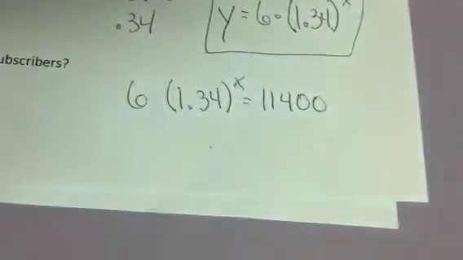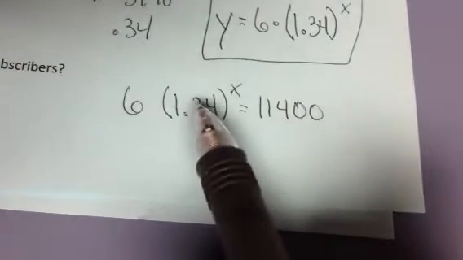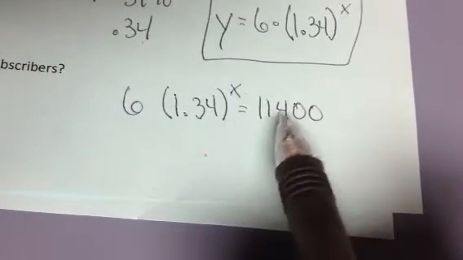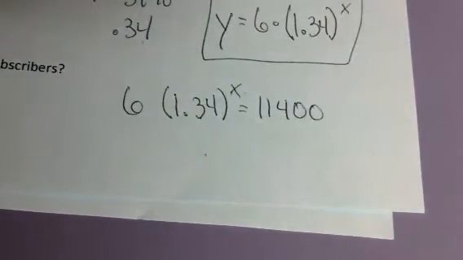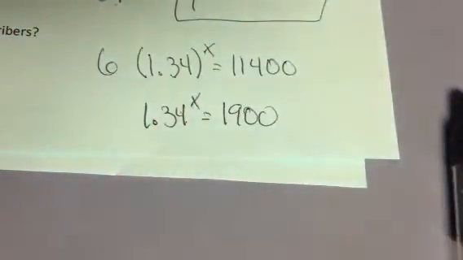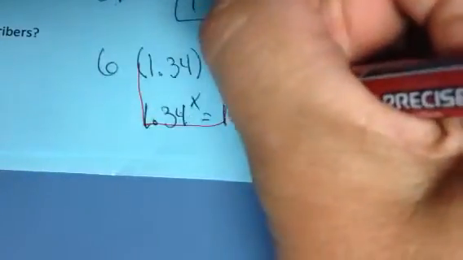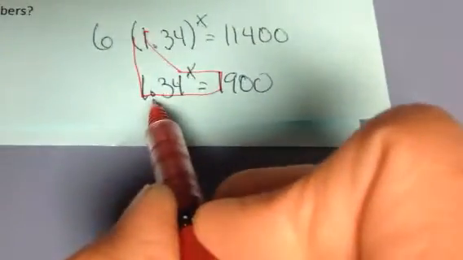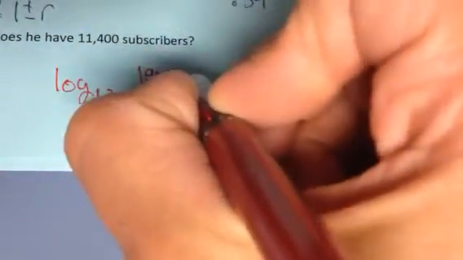So this is an exponent problem. I'll be making it into a log, but I can't until it's the base and the exponent, so we're going to move the 6 over. I'm just going to divide this by 6. And that gives me 1900. I'm ready to make my L. That wasn't a very good L. So log, putting it over here, of 1.34 and then 1900 is going to equal x.